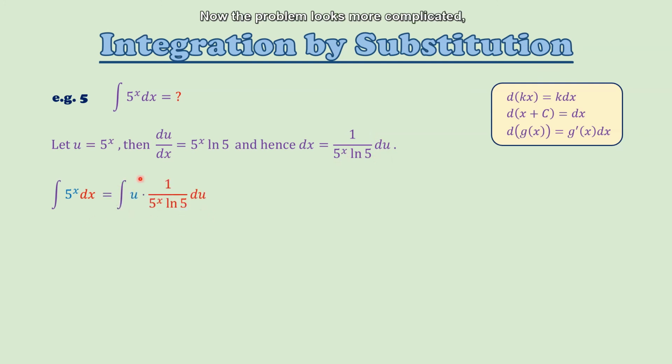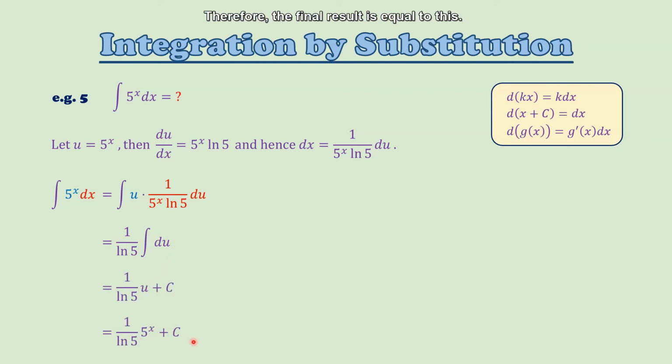Now the problem looks more complicated, but actually it is not, because u is exactly equal to 5 to the power x, therefore they can be cancelled, and as a result the integral is equal to this. Integrate du is equal to u plus c, therefore the final result is equal to this.